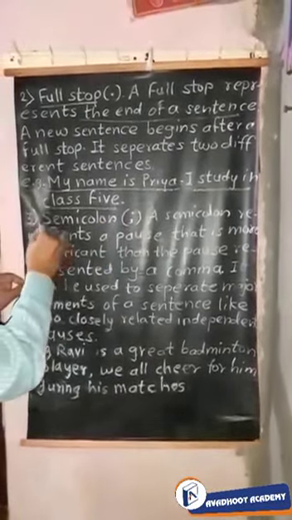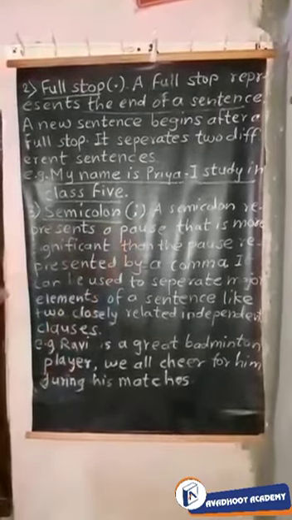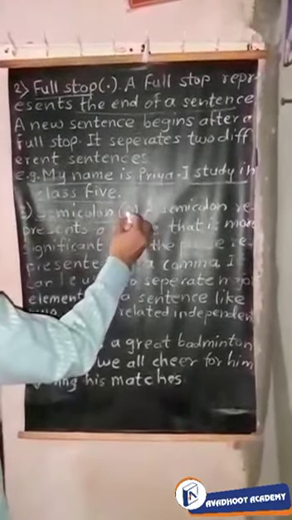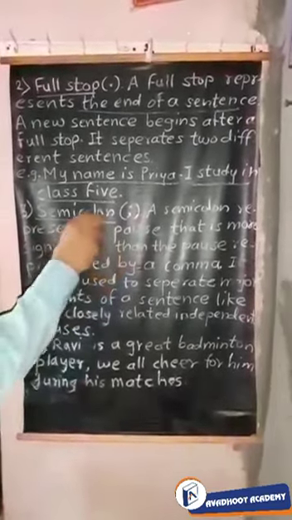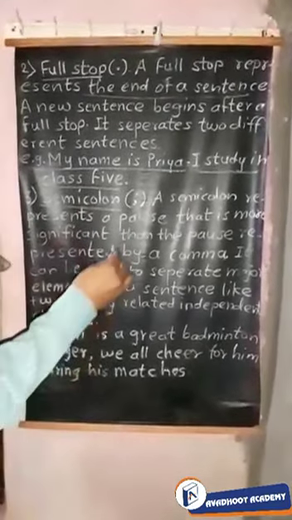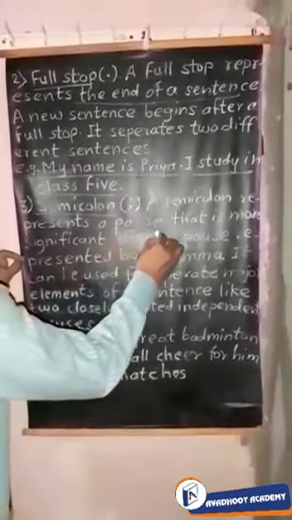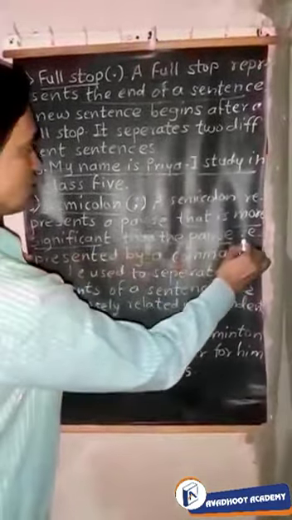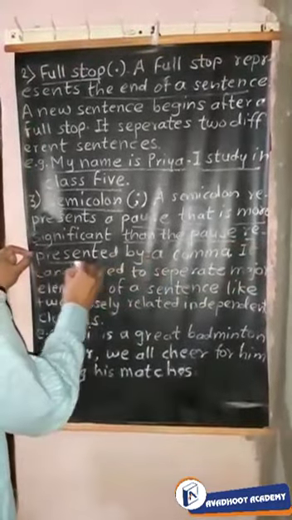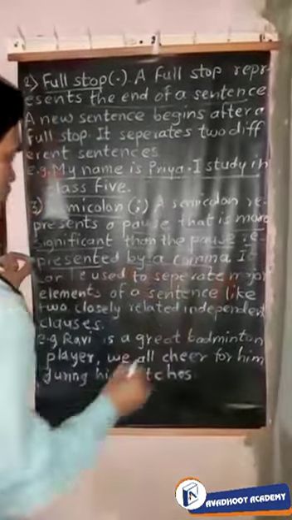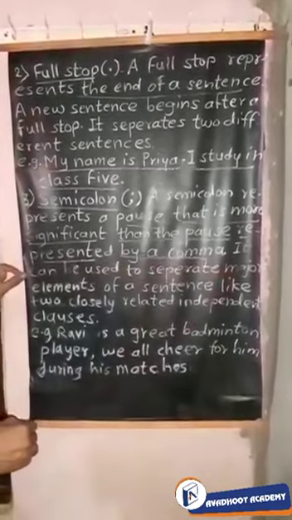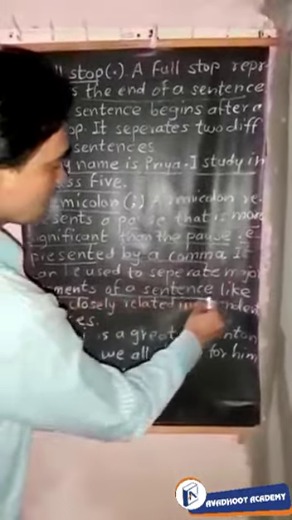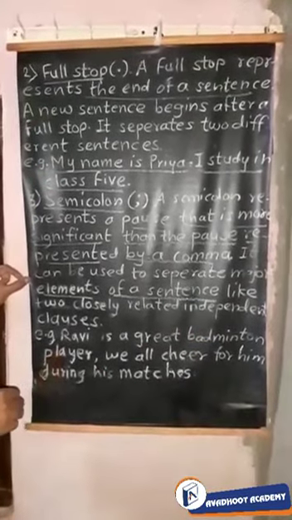The third punctuation mark is the semicolon. The marking sign is like that: a point and a comma, that is the semicolon. A semicolon represents a pause that is more significant than the pause represented by a comma. It can be used to separate major elements of a sentence. If major elements are there in a sentence, they will be separated.